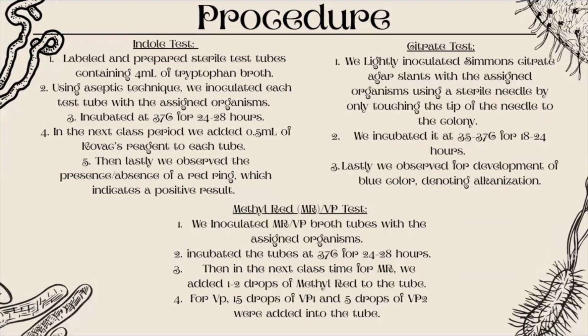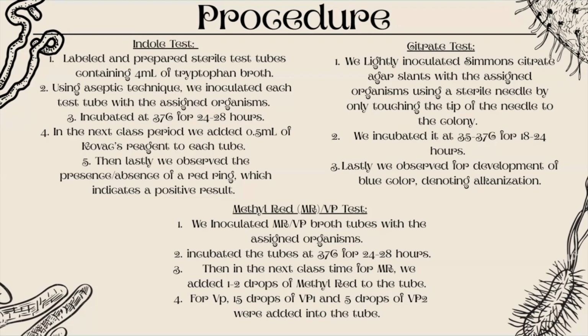For the procedure, we started off with the indole test. We labeled and prepared sterile test tubes containing 4 milliliters of tryptophan broth. Then we used the aseptic technique to inoculate each test tube. And then the test tubes were incubated for 24 to 48 hours. Then on our next class period, we added 0.5 milliliters of Kovacs reagent to the test tubes. Then we observed the presence or the absence of a red ring, which indicated a positive result.